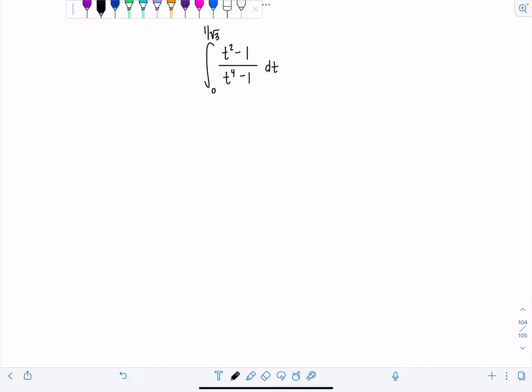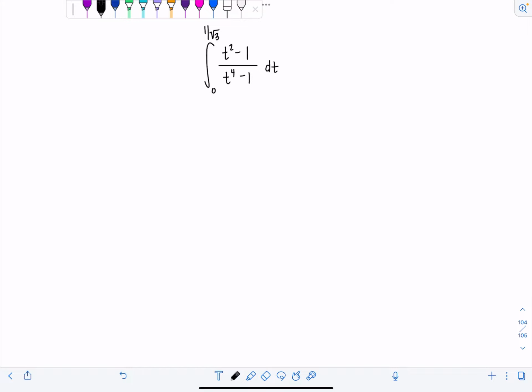We have a definite integral this time, from 0 to 1 over rad 3 of t squared minus 1 over t to the fourth minus 1 dt. So go ahead, pause the video if you like, if you want to give it a try on your own first, and then I'll start solving it right now.